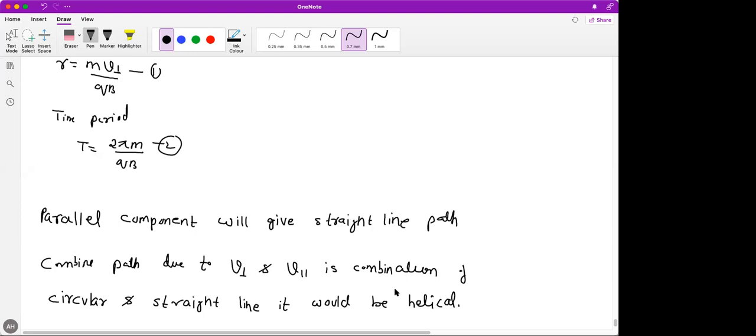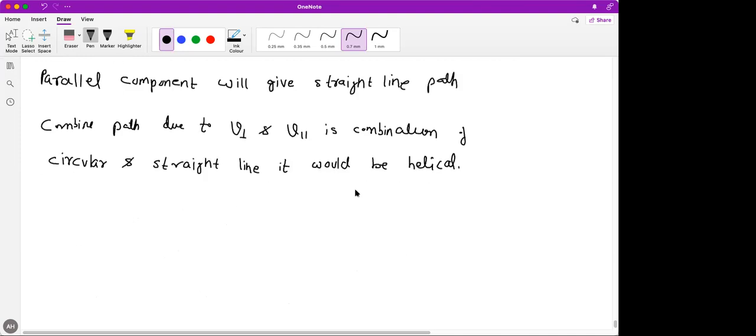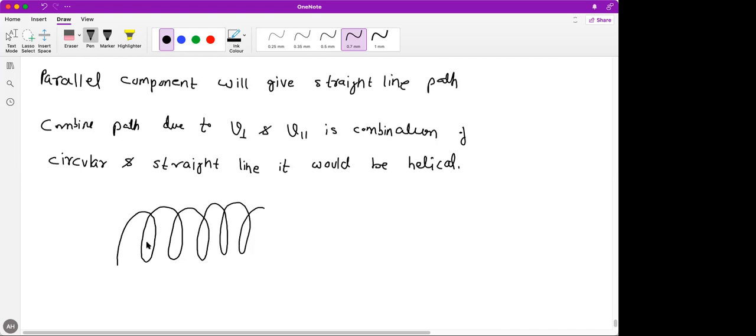So the path of the particle due to both components of velocity, v perpendicular and v parallel, will be a combination of circular and straight line. It would be helical. So the path will be like this. This is the path of the particle. The straight line motion in the forward direction is due to v parallel. If v parallel is 0, then the particle will continue to move on the same circular path only. But due to v parallel, it will have circular as well as straight line motion.